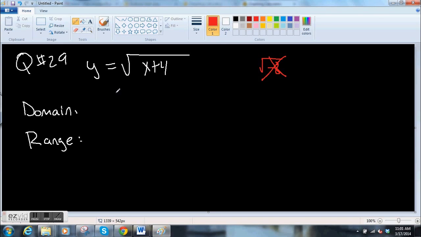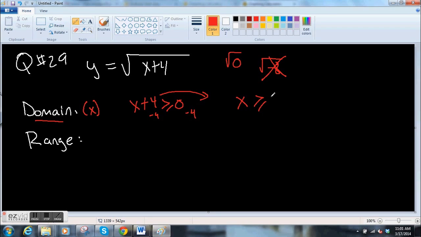So we know for the domain, the x values, we want x plus 4 greater than or equal to 0. You can take the square root of 0, that's fine. So this can be 0, it just can't be a negative number. So this equation implies that we want x, if you subtract 4 from each side, x greater than or equal to -4 as the domain.